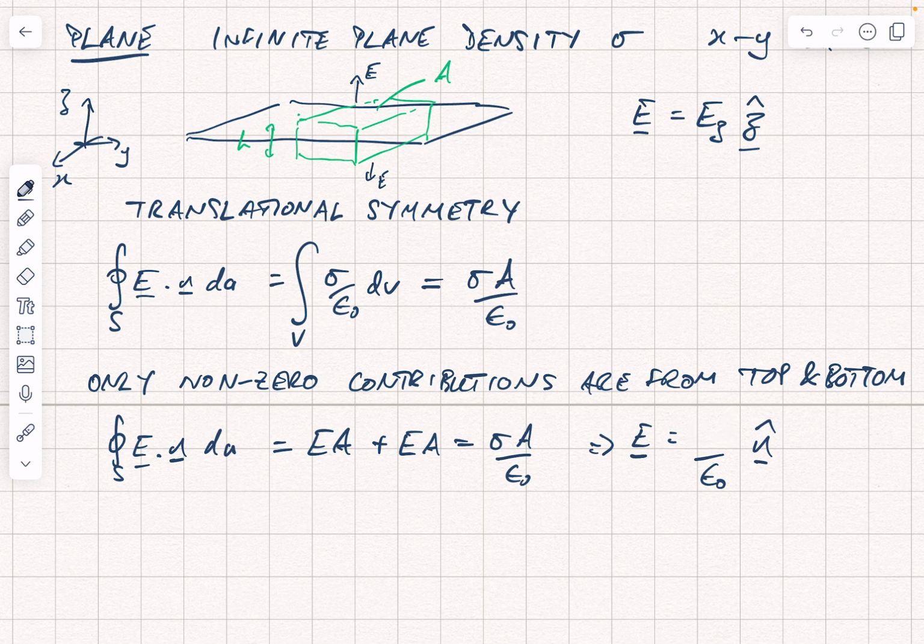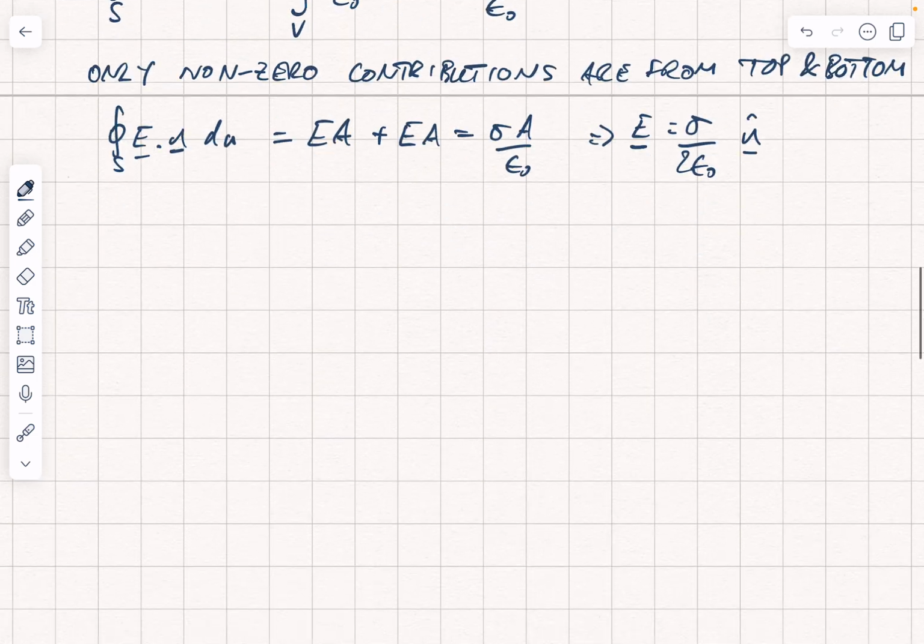That shouldn't be sigma A over epsilon naught at all. What that should be is sigma over 2 epsilon naught in the normal direction. The A's, of course, cancel. And the normal will be plus Z above the plane and minus Z below the plane.